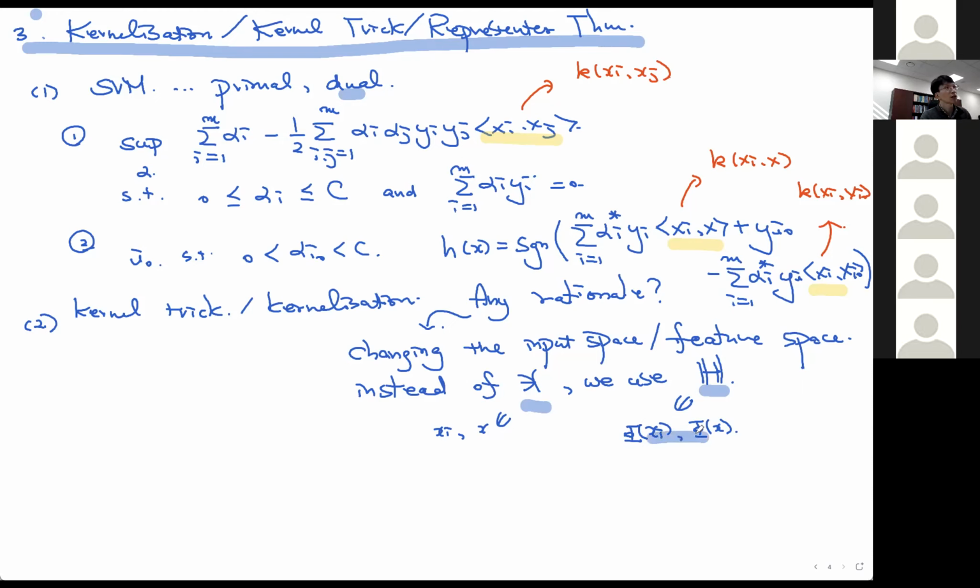Okay, and if we apply all the derivations that we have done using this richer Hilbert space H, then we will get exactly the algorithms that we obtained by this kernelization. So although it looks like just a simple algorithmic or methodological trick, there is actually a rationale or principle behind it, which is that instead of using the original feature space, we use a much richer feature space, which may be infinite dimensional.